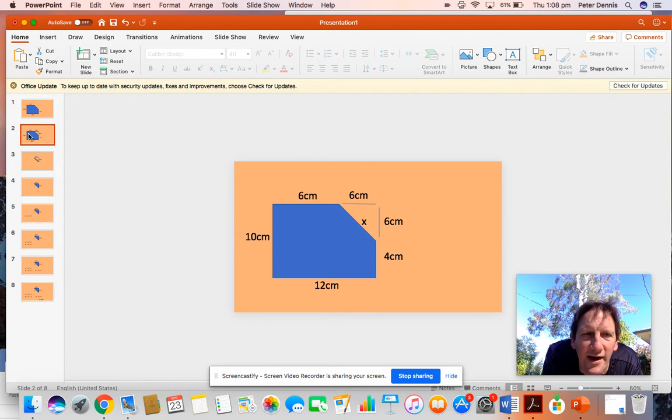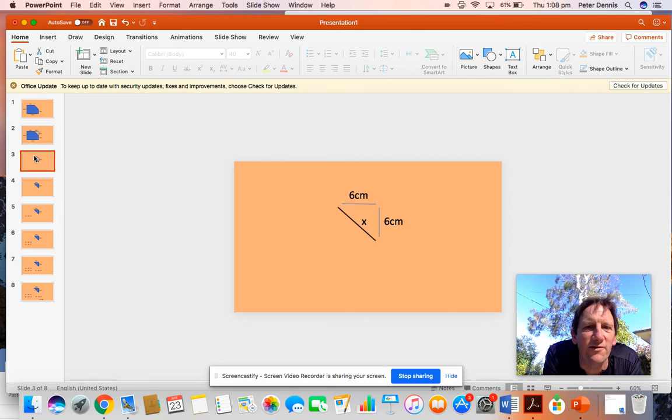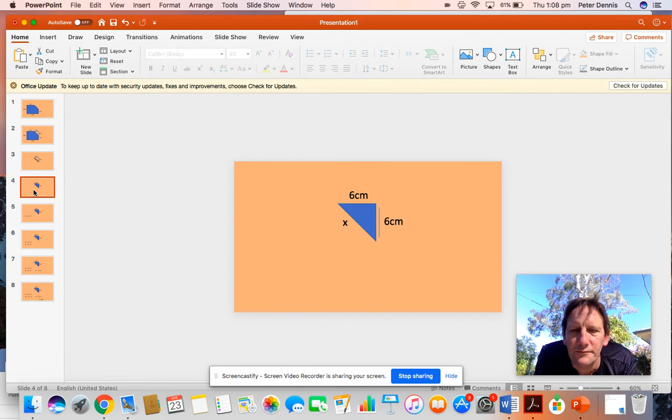Once we've got that, we can get rid of most of the other shape. We don't really need anything else. So we've got this. We've got a 6 and a 6 and an x. So suddenly now it's looking much more like a Pythagoras theorem question. So that's our triangle that we have there. It's a 6 and a 6. It's a right angle triangle.